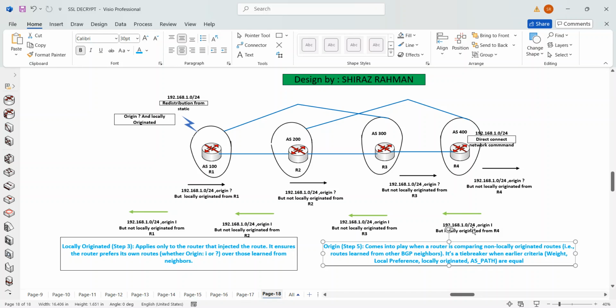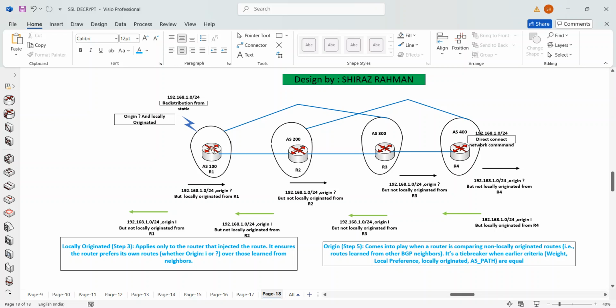On R4 the origin is I, and it is locally originated. Over here on R1 the origin is question mark because of redistribution, but it is still locally originated. So in both cases it's locally originated, but the origin is different. That matters. That's the difference between locally originated and origin.